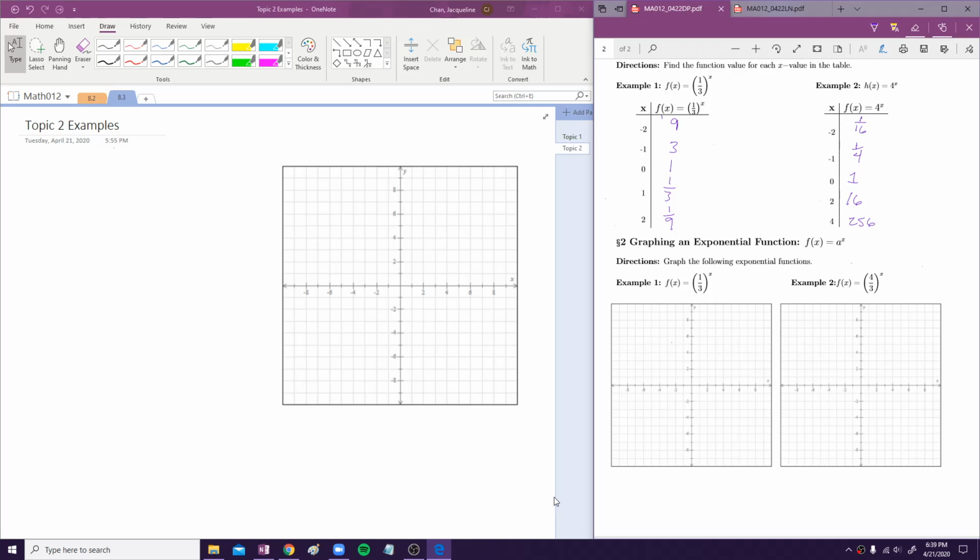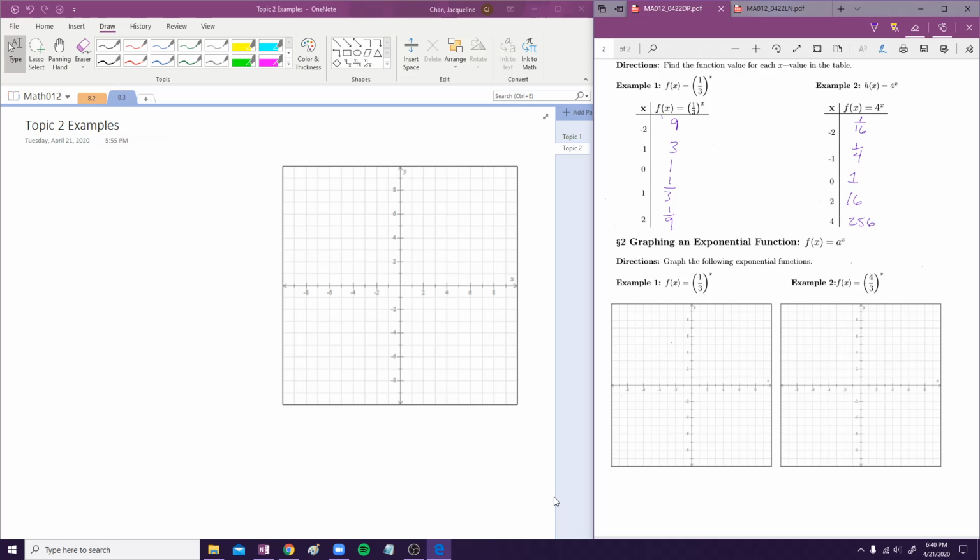Alrighty, so now that we've learned how to calculate the values of exponential functions, let's use them to graph now. So let's look at example 1. Example 1, we want to graph f of x equals 1/3 to the x. But lucky for us, if we look right above our example 1, we already found those values. So I'm going to use that because why find them again when you don't have to, right?